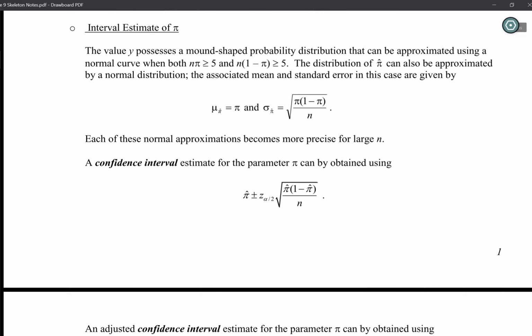In order to build that, I want to say a few things about the distribution of y. Now, y really is binomial, but it turns out that it can be approximated with a normal distribution when n times pi is bigger than 5 and n times 1 minus pi is bigger than or equal to 5. That's a rule of thumb that allows us to approximate the binomial distribution with the normal distribution. There are other rules of thumb out there, but for us, we're going to go with this.